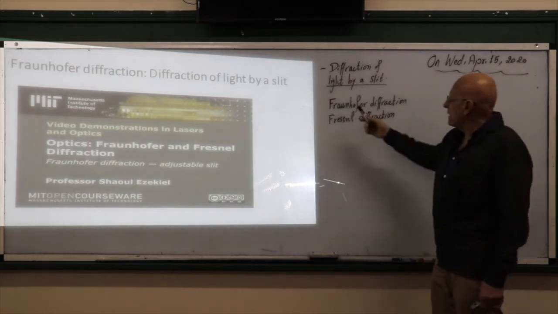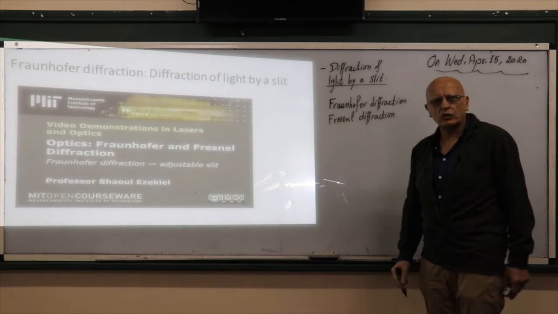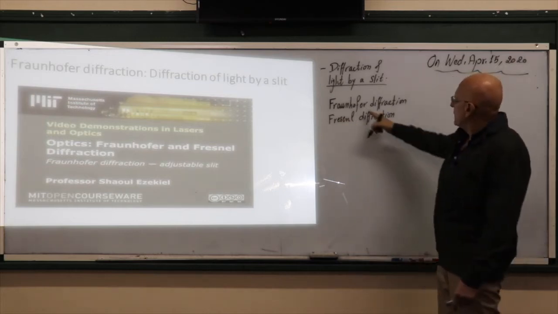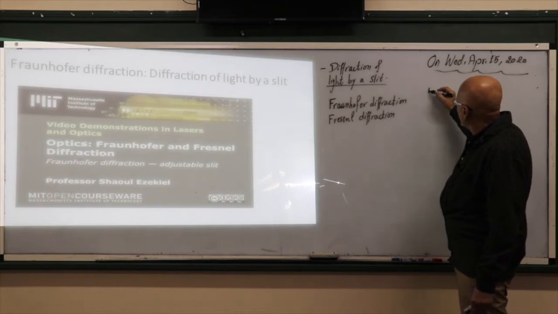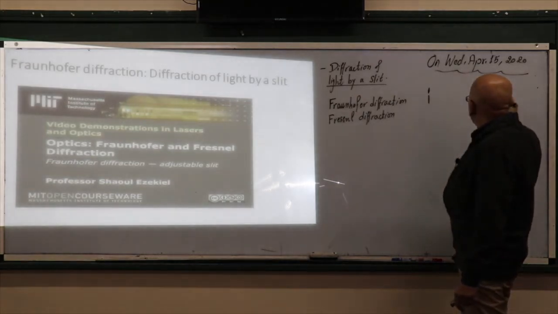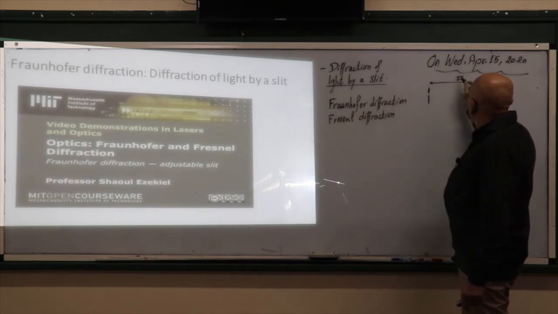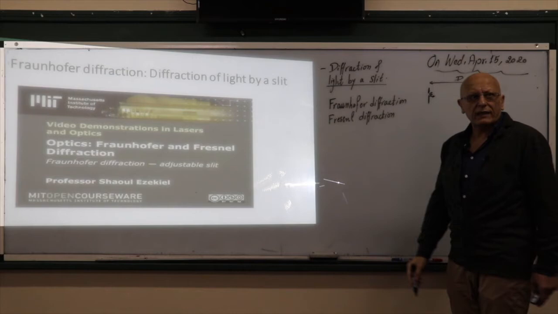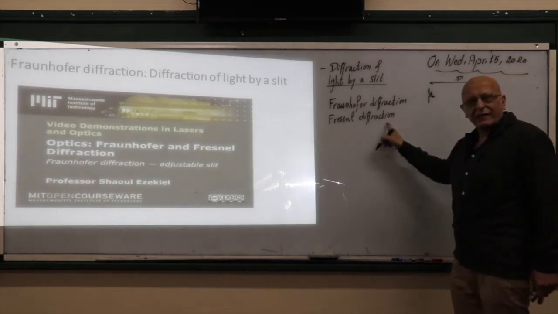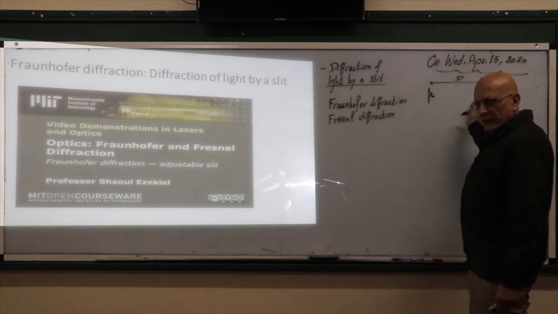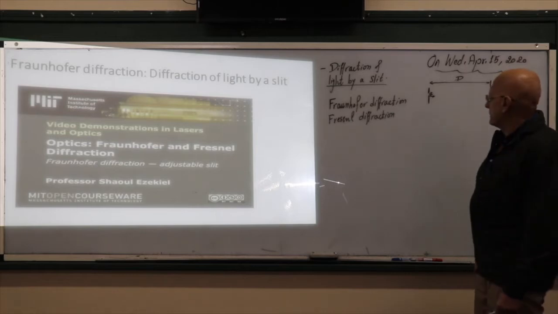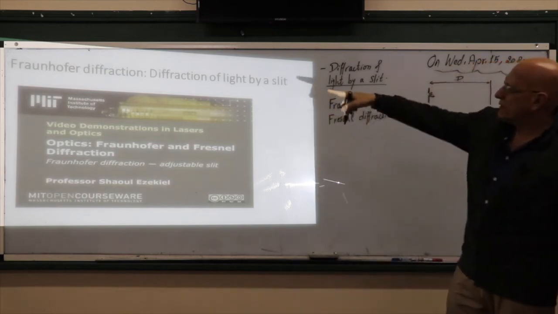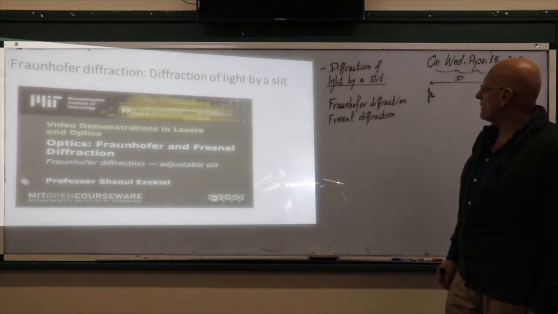We are responsible only for Fraunhofer diffraction, and the Fresnel diffraction is beyond the scope of this book. What is the difference between the two? In Fraunhofer diffraction, the distance between the slit and the screen is very large, so that the rays coming out from the slit are considered to be parallel to themselves. Whereas in Fresnel diffraction, the distance is not far from the slit. And so we are related only to Fraunhofer diffraction. And from here comes the title, Fraunhofer diffraction, diffraction of light by a slit.